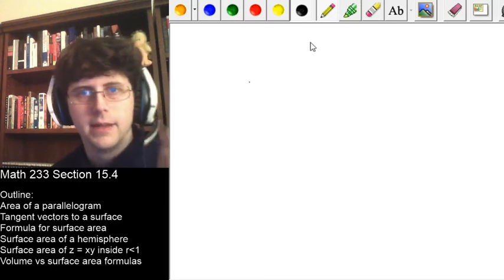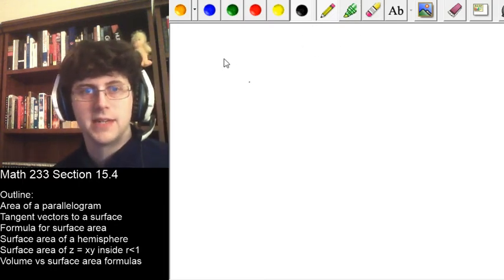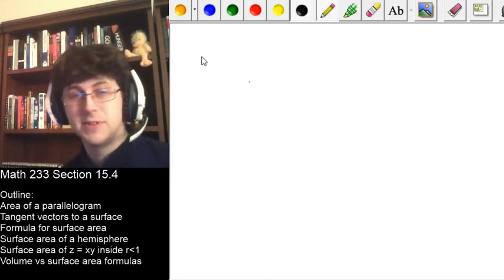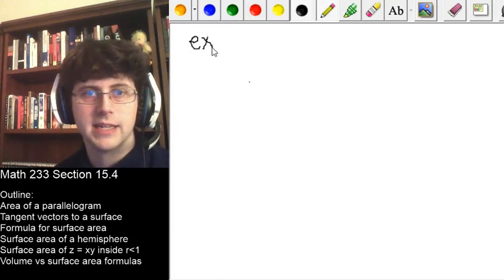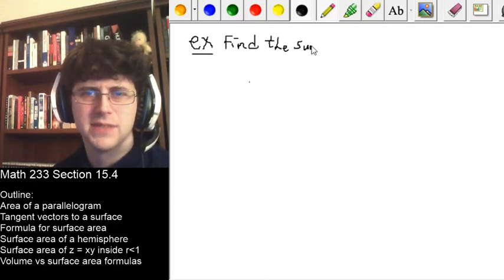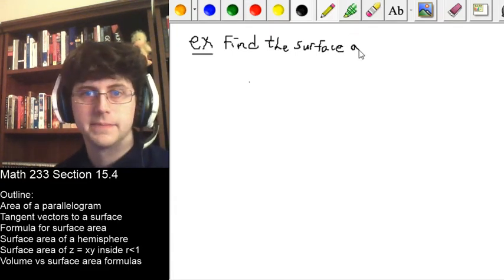Okay. So we're going to find the surface area of a sphere. Maybe you already know the geometry formula for the surface area of a sphere. Whatever, we're going to do it anyway. So say example. Find the surface area of, let's do just a hemisphere so that it's easier to make the formula.